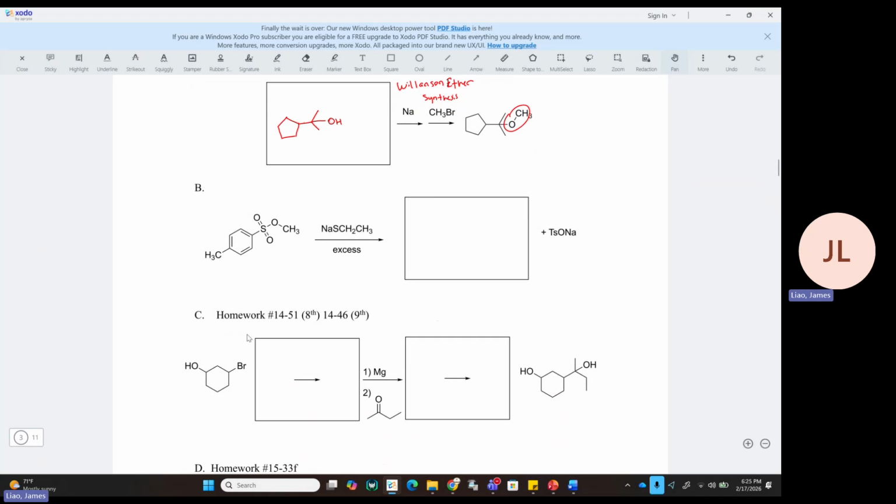Reaction B we have is a para-substituted benzene reactant combined with sodium ethyl thiolate, in excess, and we're going to form a product with this compound. That compound, which you probably don't know, is a tosylate, or sodium tosylate, and that means we're dealing with an OTos. If you remember back in the exam 2 world, OTos is basically one of our best leaving groups. So combining with sodium ethyl thiolate, that means it's a simple SN2 process.